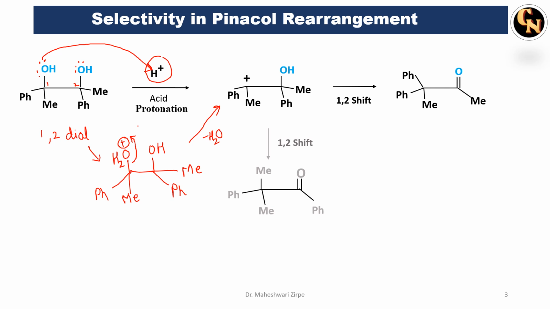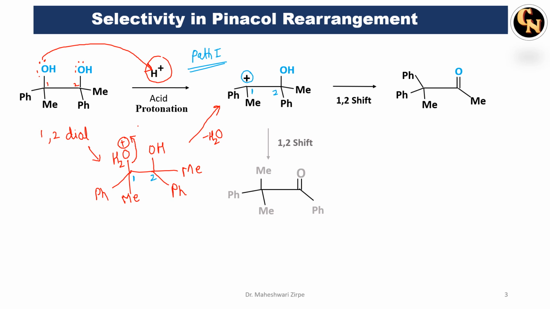So here on the first carbon, that is this carbon, you will have formation of the carbocation. This you will get in the first step. This is your path 1. In path 1, we have shown that the carbocation is formed on the first carbon. And this is your path 2.